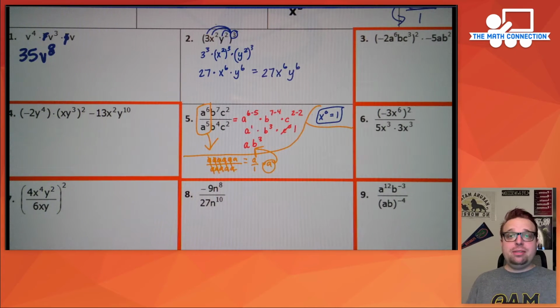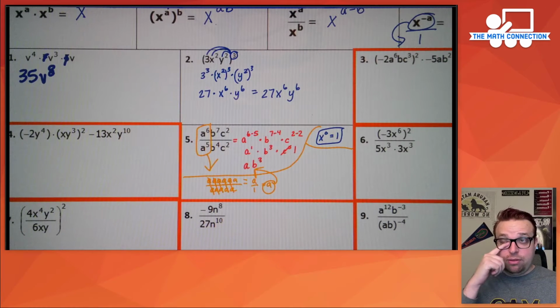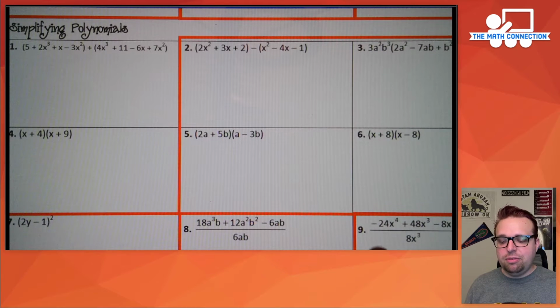The rest of the problems in this section are yours. You really shouldn't have an issue here following these rules and combining the examples we did already with the ones you see on the page. So good luck. Is this the last thing? Yeah, this is the last thing in the review, which is simplifying polynomials.